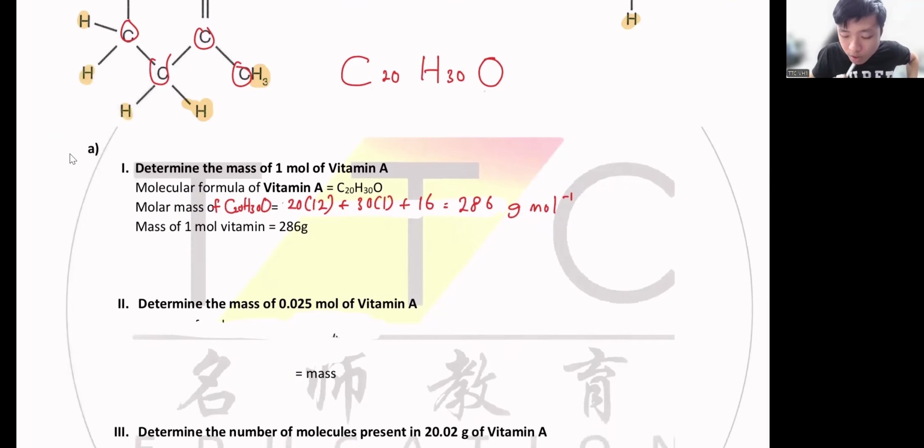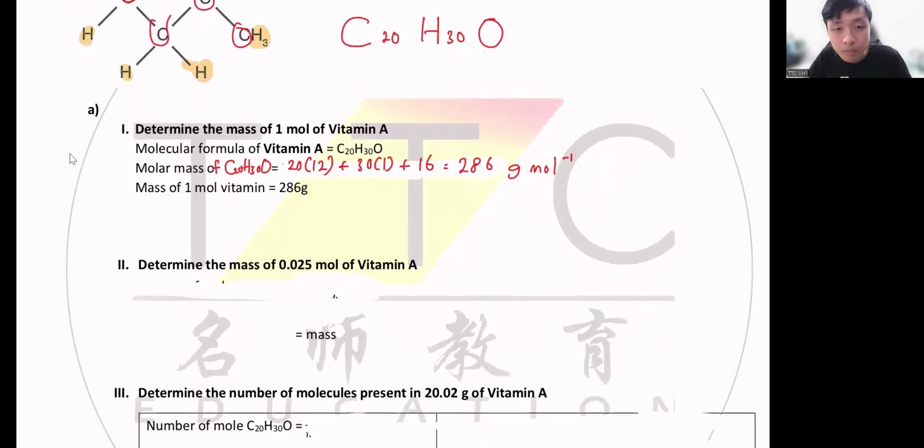Then the mass of 1 mole is 286 gram. Do you know what molar mass is? Molar mass means in 1 mole, how many gram? So this one I said mass of 1 mole, but for molar mass it means in every 1 mole, how many gram?